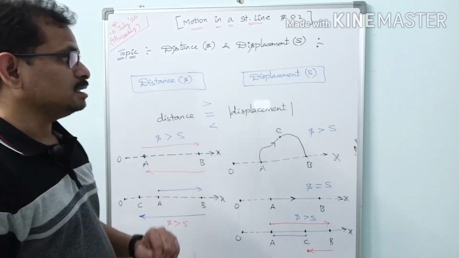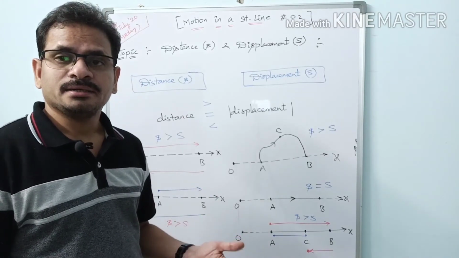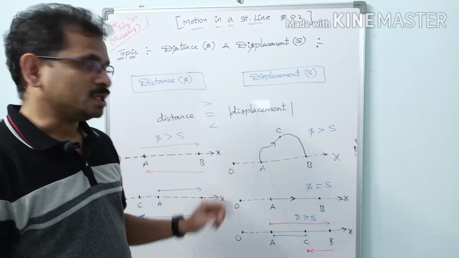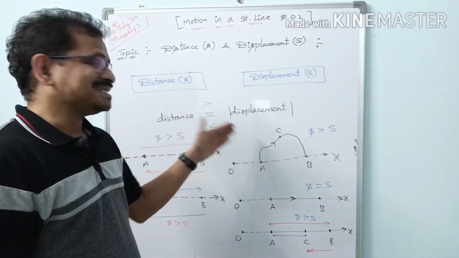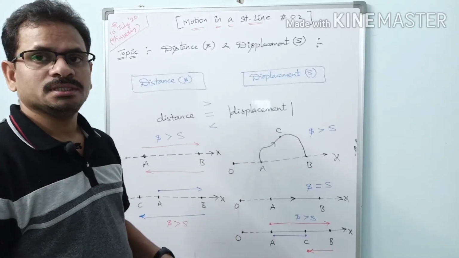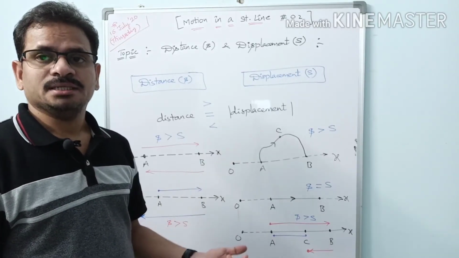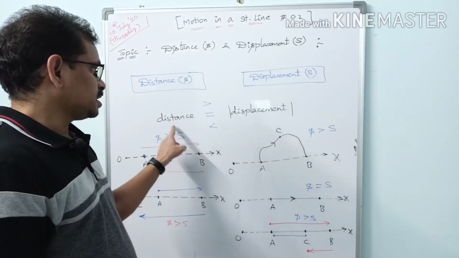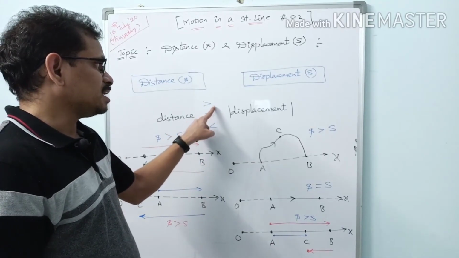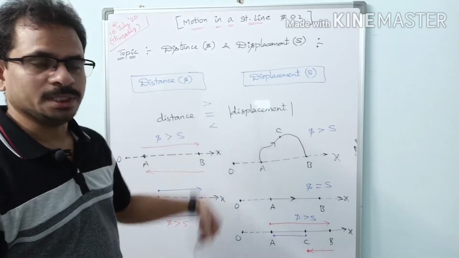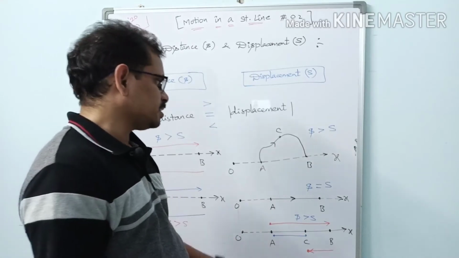Now let us deal with some more important comparisons between distance and displacement. Which one is greater, or can both be equal? Can distance be less than displacement? We can have all these questions. Check here whether distance is greater than, equal to, or less than displacement. Let us check which is possible, taking some examples.